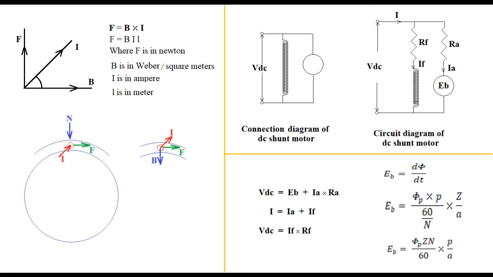It is necessary to modify the DC shunt motor circuit shown on the slide, named the circuit diagram of the DC shunt motor. This modified circuit includes a resistor separated from the field winding and a resistor separated from the armature windings. These resistors are named RF and RA. Also note that the voltage EB is written inside the circle that stands for back EMF. If we add the resistor voltage drop to the back EMF, then we get the supply voltage VDC.